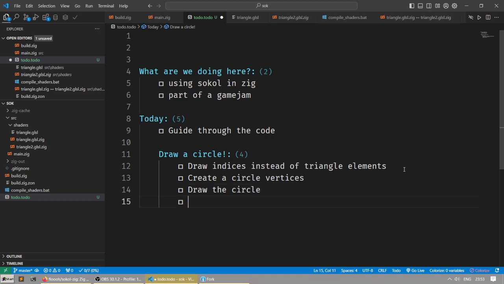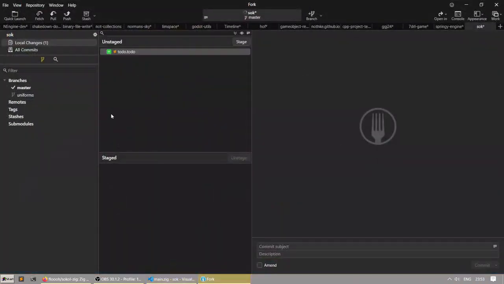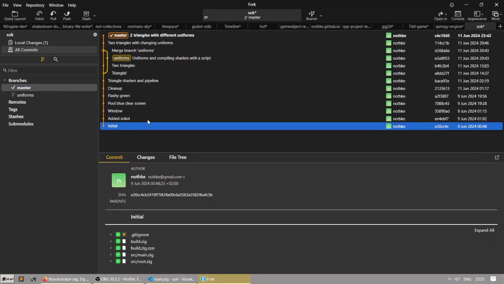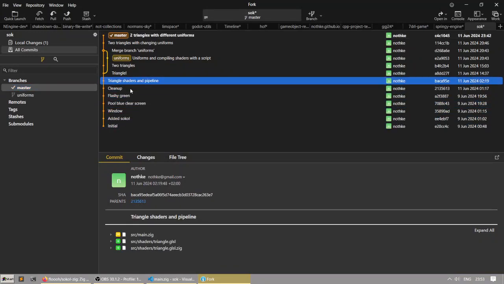Let's make the circle also move as well, because I think I might do this quickly. So make the circle move with some uniforms. So okay, let me show you what I have so far. So today I started by, well, this is what I managed to do on the initial window, flashy green triangle.